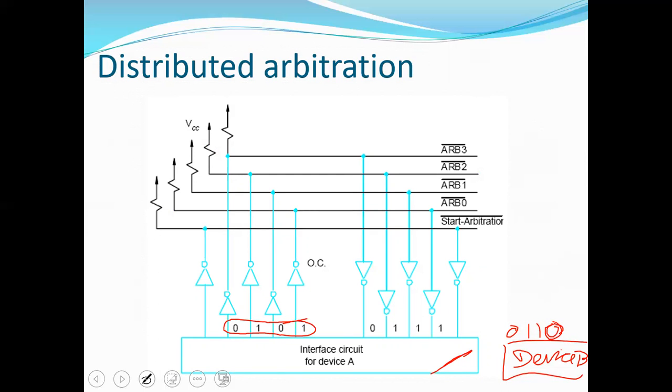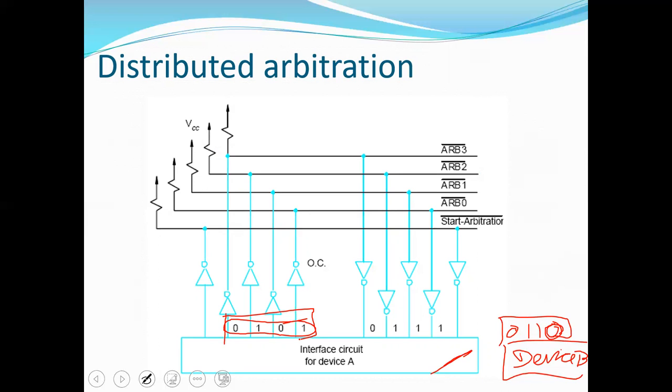Okay, so this is the unique number of the device. Using this unique number, which bus must be the bus master is selected. Okay, so how is the selection done? What is the process of selection?